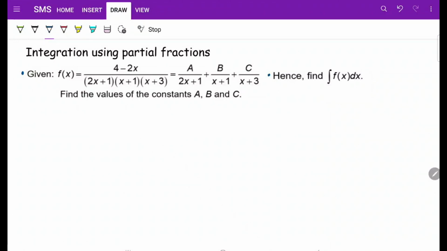All right. Welcome to this next video. In this next video, we'll be doing integration using partial fractions. We have just covered this in the previous video. I thought doing one more example will help us, and it's good practice. So let us dive right into it.